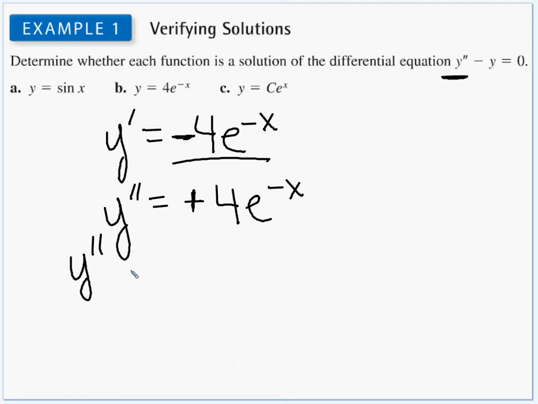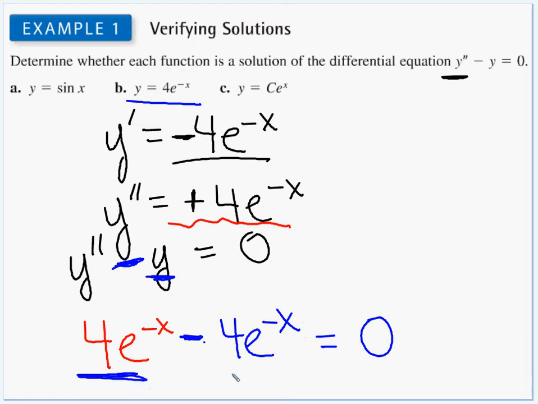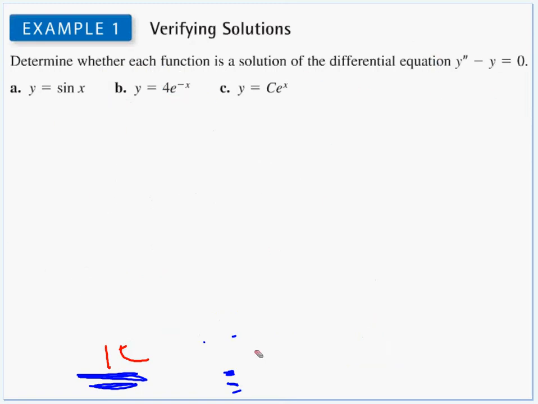So y double prime minus y, does that equal 0? Well, here's our second derivative, 4e to the negative x. And then we're going to minus our original y, and that was right here, 4e to the negative x. Does that equal 0? Yeah, we've got this, and we're subtracting the exact same thing from it. It's like 4 apples minus 4 apples is no apples. So B, yes, y equals 4e to the negative x is a solution to that given differential equation.